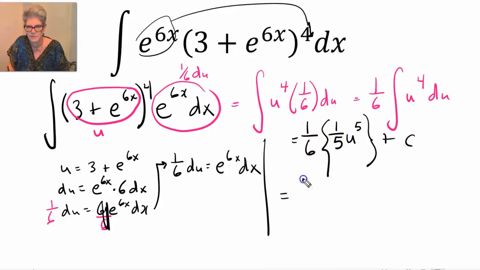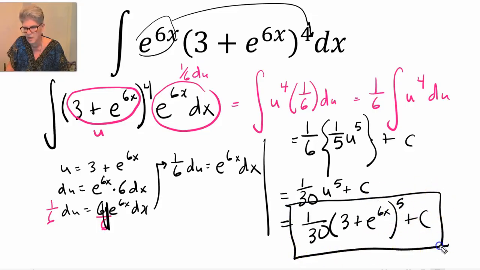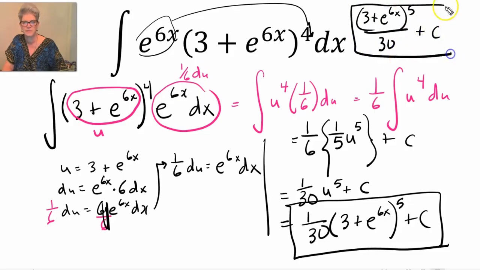And 6 times 5 is 30, so I'm going to have 1 over 30 times u to the 5th plus c, and then the very last thing we do is write it with respect to x. So I'll have 3 plus e to the 6x to the 5th plus c. That is a correct answer. I wouldn't be surprised if they put that into one fraction, if it's like in the back of the book, if it's a book problem, or if it's a multiple choice problem. Okay, this is also a correct answer. So either one of the things I've written in the box there is correct.